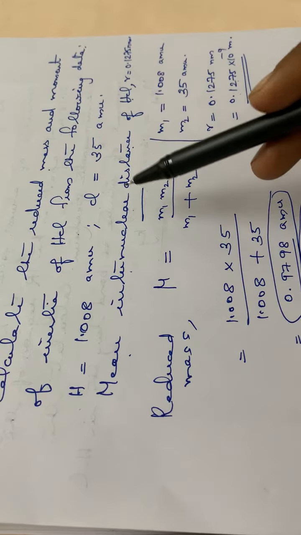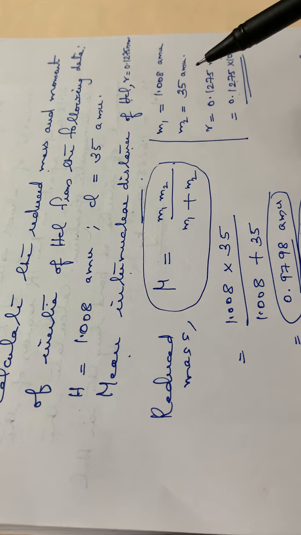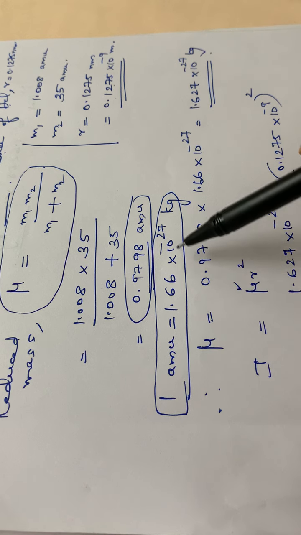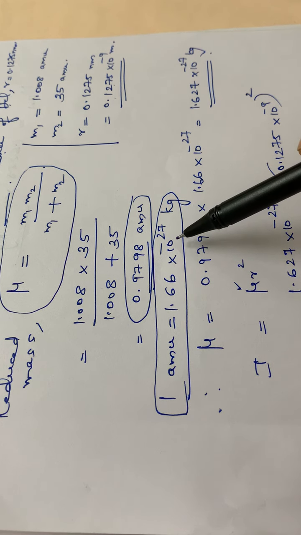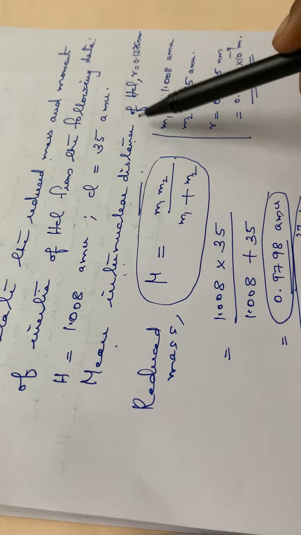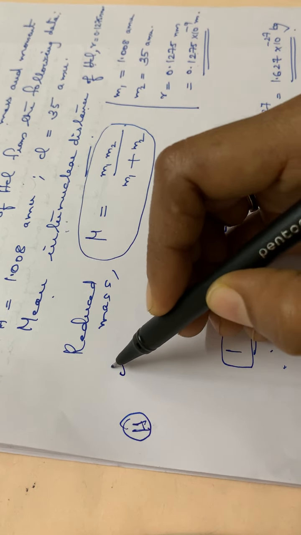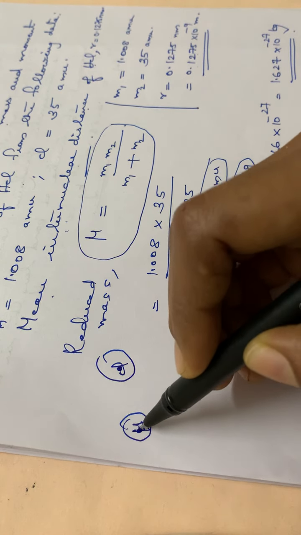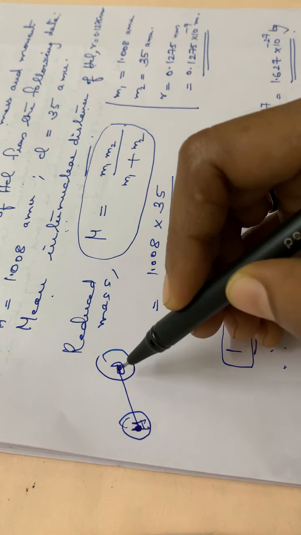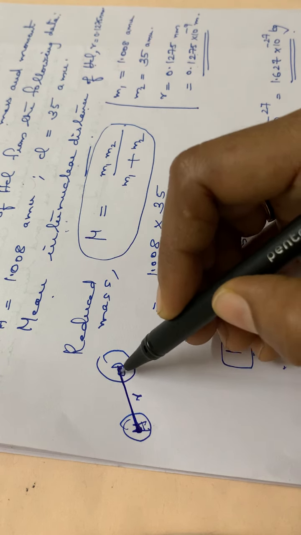So here you are asked to calculate the reduced mass and moment of inertia. Both formulas you have to learn by heart: mu is equal to m1 m2 divided by m1 plus m2, and how to convert AMU into kilogram, 1.66 into 10 raised to minus 27 kilogram. You have to multiply the answer. Then mean internuclear distance is the r. Suppose this is hydrogen and this is chlorine. So this is the nucleus of both the atoms, and the mean internuclear distance is the distance between the two nuclei. This is the r.